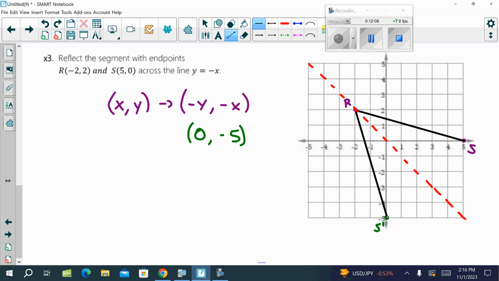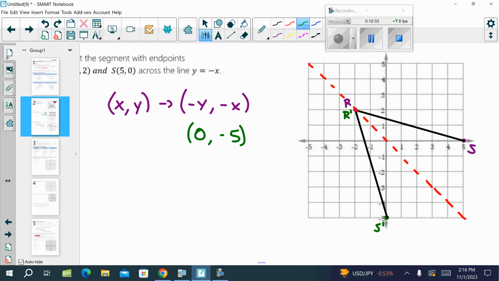All right, any questions? Yes. Oh, yeah, sorry. Good catch. Yes, Akash is right. We need to add R prime for the segment. So we still have to do the point labeling. All right, any questions on reflections? Okay.